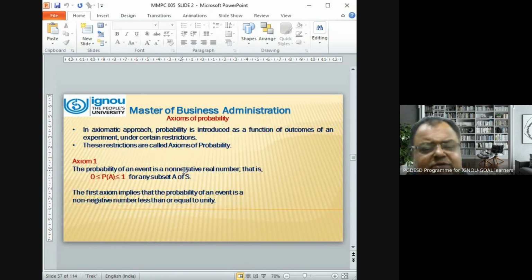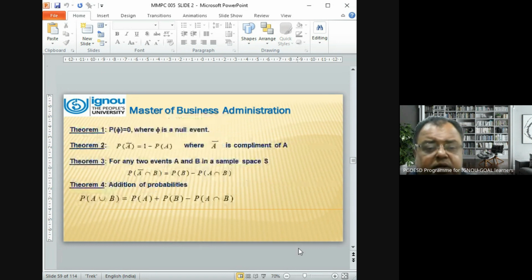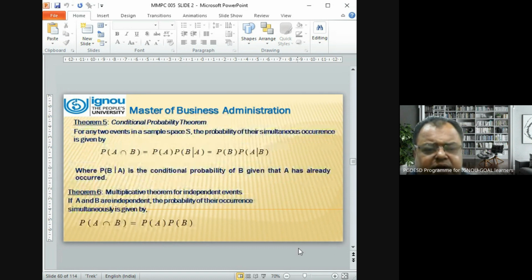What are the axioms of probability? That is very simple to understand. Probability of an event will always be between 0 and 1. It will always be a non-negative number, less than or equal to unity. The second axiom is that the probability of the sample space must be equal to unity. This is not required.